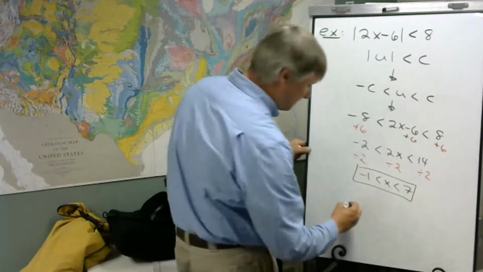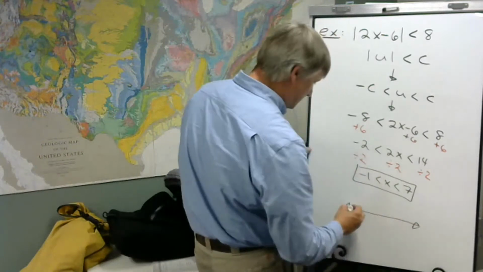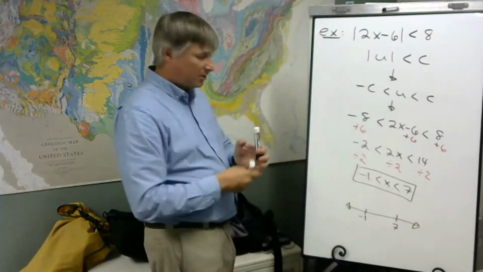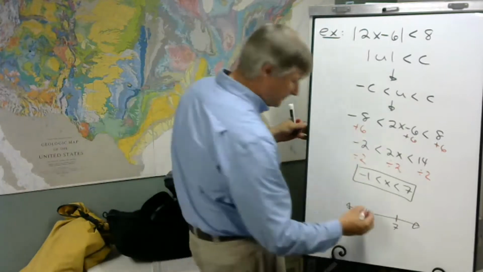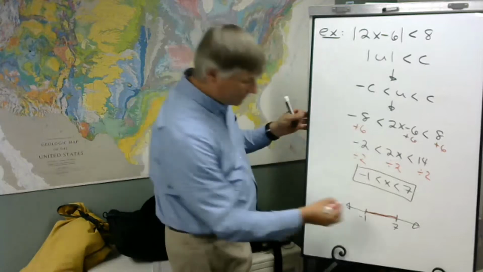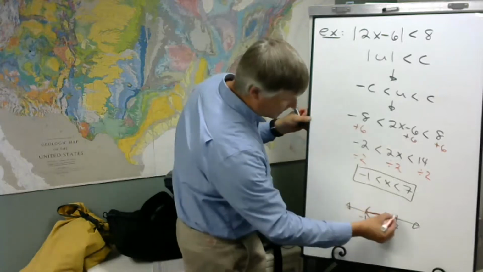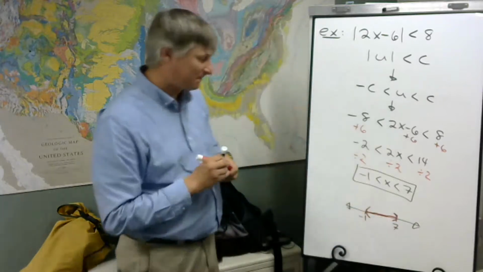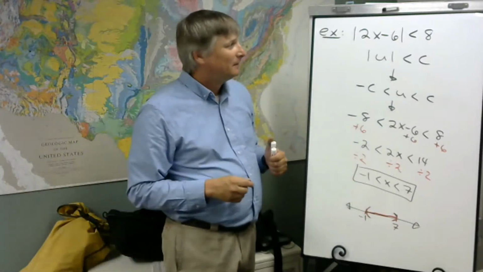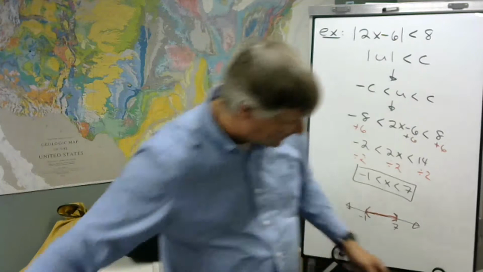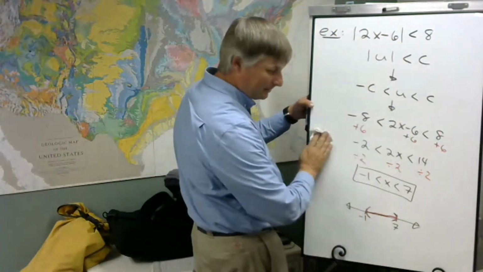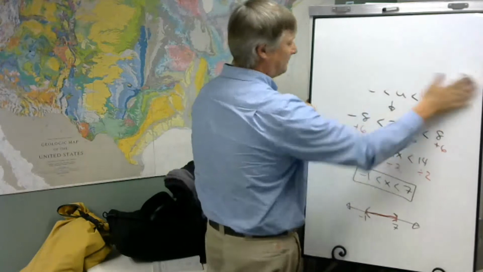And as an interval, we take all the numbers from -1 to 7, but there's no equal to, so that means we don't include -1, and we don't include 7. And that's it. All right. So let's see here. Let's say we have this.